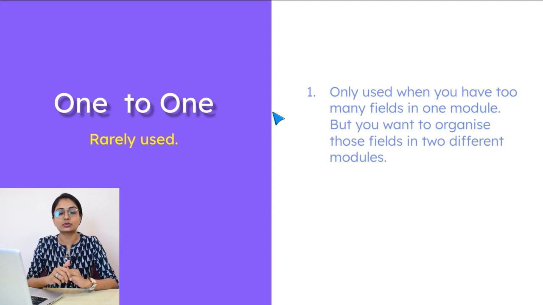Next, we have the one to one relationship. Before we start, I want to tell you that in ideal scenarios, you will rarely see a one to one relationship in CRM. The reason is that where a one to one relation is required, meaning a reference of one module is going to be used only once in another module, we can do that by creating a relate field. That is why a one to one relationship is not very common in any CRM.